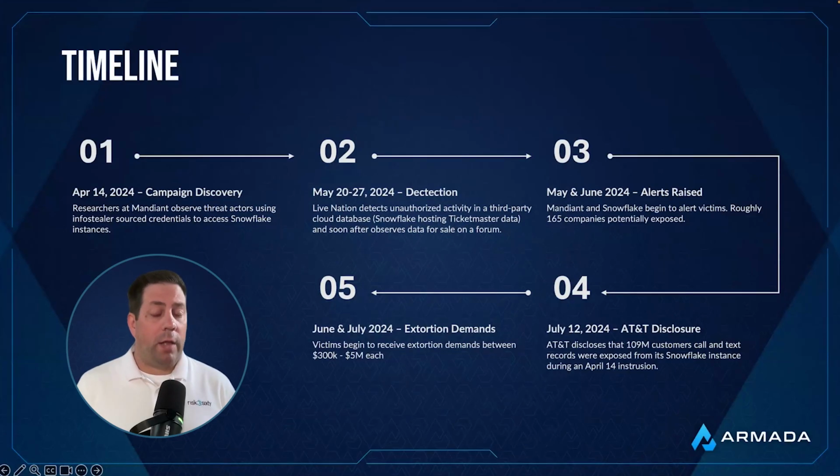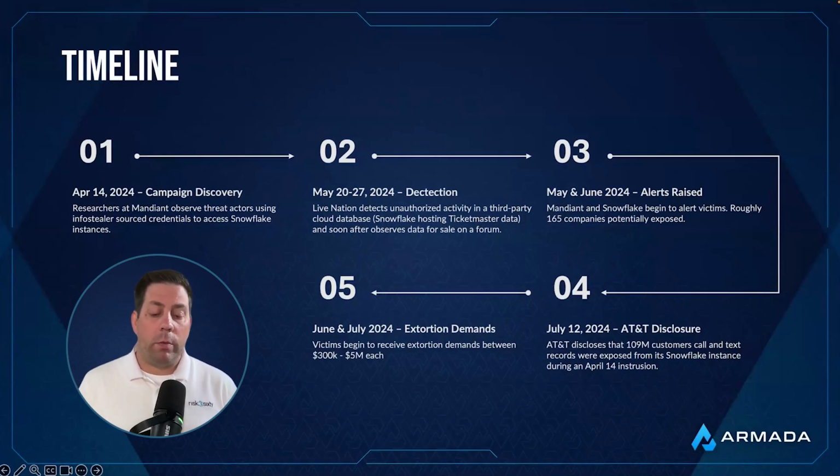May 20th to the 27th, detection. So this is the first confirmed detection from outside of Mandiant, where Live Nation identified that their Ticketmaster Snowflake instance had been accessed in an unauthorized way. In May and June, Mandiant and Snowflake started to actually alert victims, and again, about 165 companies were included in this. AT&T disclosed in July, and then in June and July, some victims began to receive extortion demands.